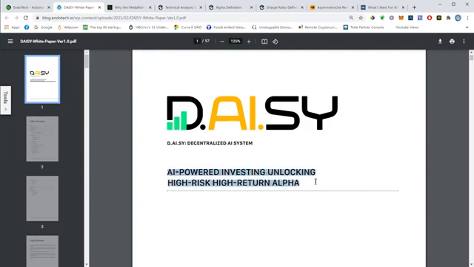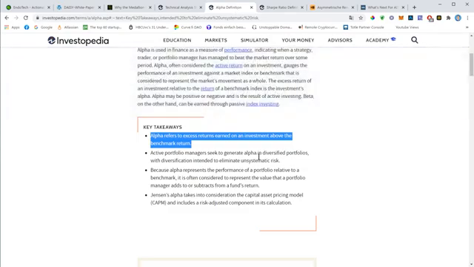Let me start with the tagline. The tagline is AI, artificial intelligence, powered investing, unlocking high risk, high return alpha. By the way, this white paper assumes some basic financial knowledge. Some of the terms are not explained, some are. As for alpha, the definition basically refers to excess returns earned on an investment above the benchmark return. In simple words, if your benchmark is Bitcoin, seeking alpha on Bitcoin would be outperforming Bitcoin. Or if your benchmark is the S&P 500, seeking alpha on the S&P 500 is basically doing better than the S&P 500.